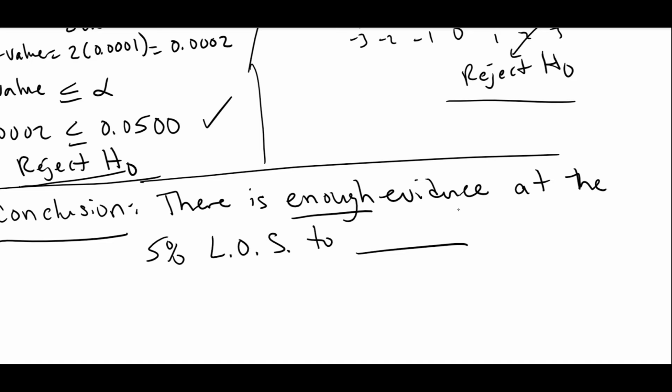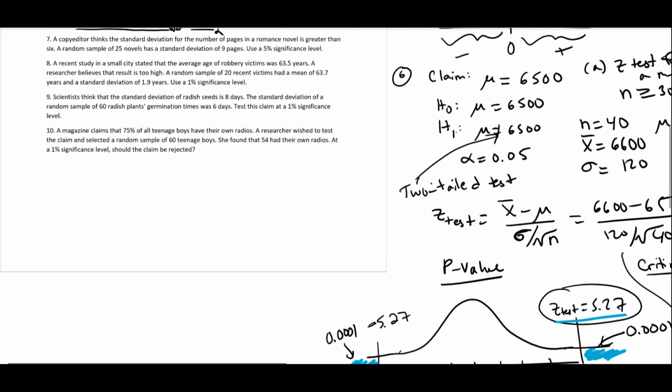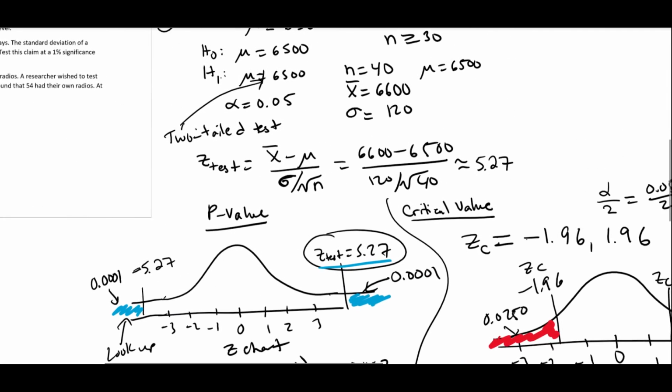Next key term: since the claim belongs to the null hypothesis, we're going to use the word reject. Otherwise, you would use the word support. Reject the claim that, and then you're going to write your claim. Insert your claim. What was the claim? The claim was that the average closing costs are $6,500 over the purchase price.